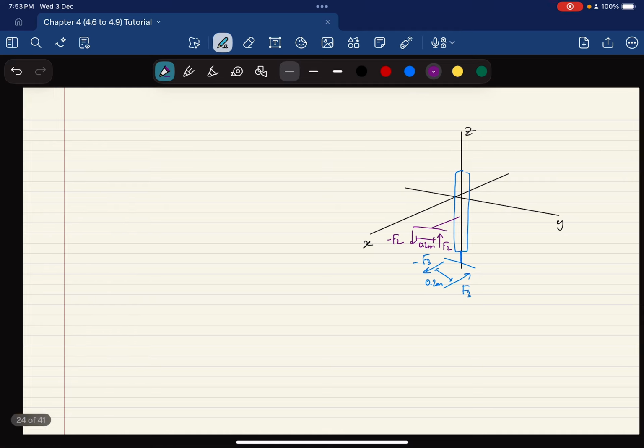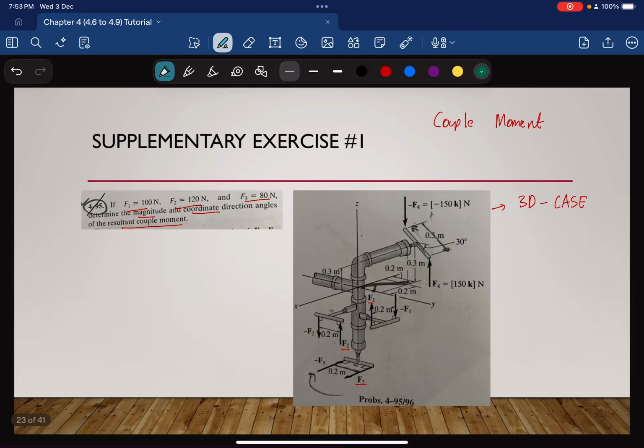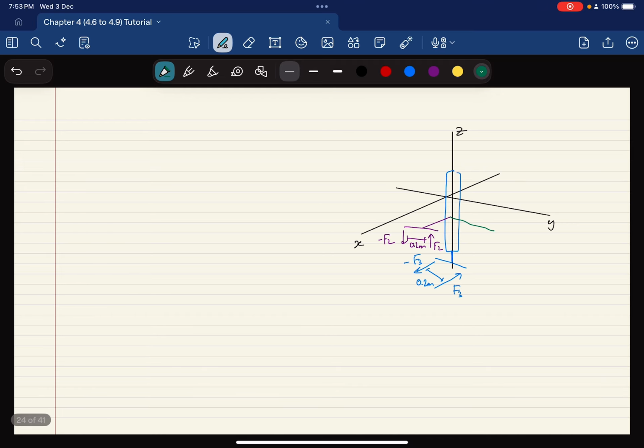Okay, and we have a force F1 as well. So force F1, right, F1 also 0.2 meters. And last but not least, we have another couple moment here, acting at F4, so F4, and F4 here is positive.